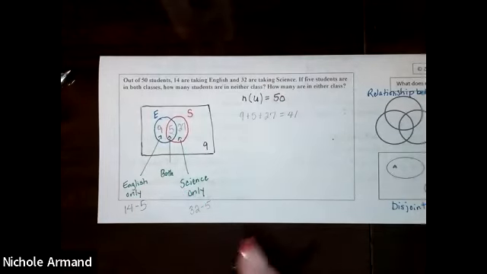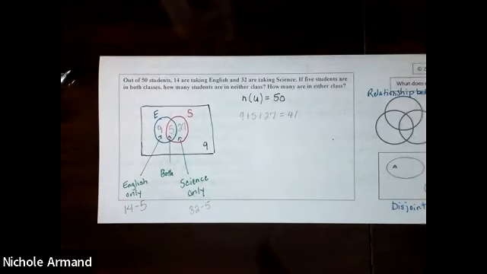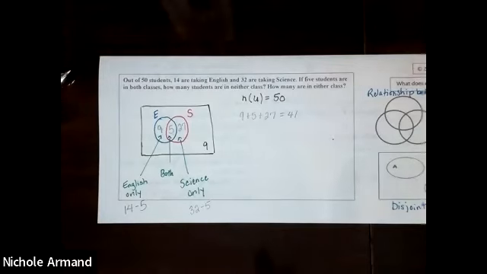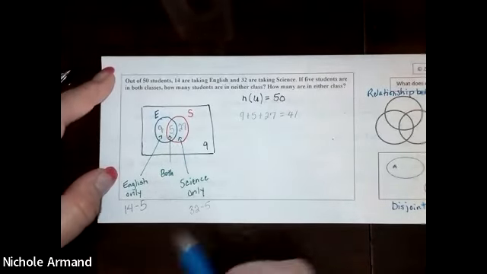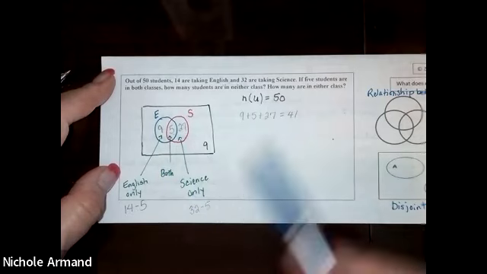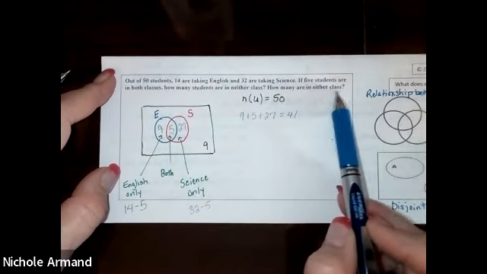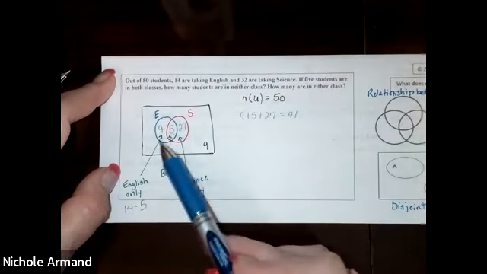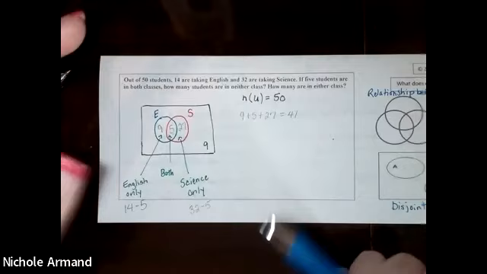Now we have accounted for all 50 of the elements in our universe. And so we can answer all kinds of questions about these sets now. The ones that are taking English only are 9 students. The ones that are taking science only are 27 students. This question, how many are in either class? I'm not sure that I really understand what that means. I'm thinking maybe it's talking about the 9 and the 27 that are in either class, but not both, right?